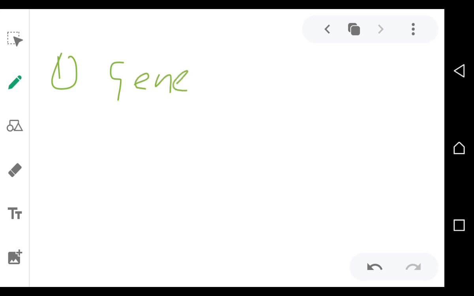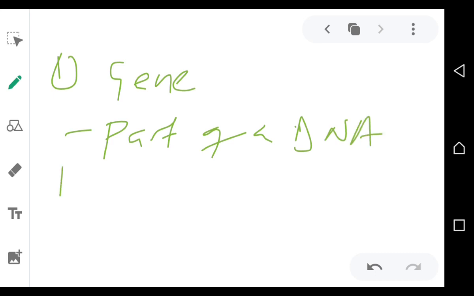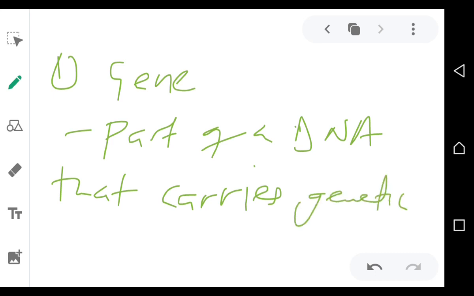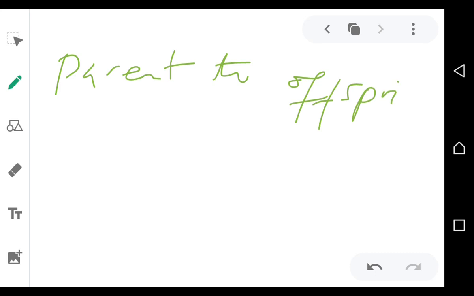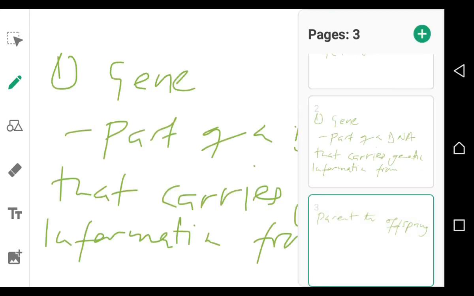What is a gene? A gene is part of a DNA that carries genetic information from parent to offspring. That's what a gene is. They can ask you to define what a gene is.